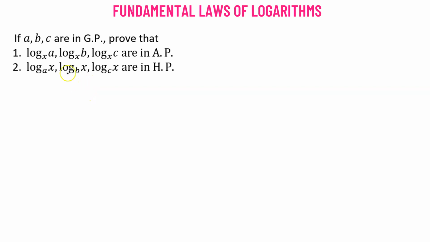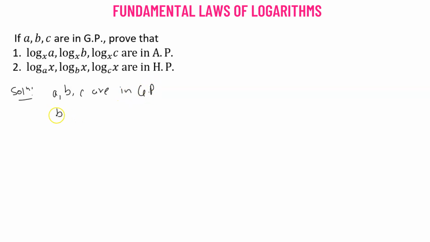So here we are given A, B and C are in GP, that is in geometric progression, and we need to show that log A with a base of x, log B with a base of x, and log C with a base of x are in AP, and the reciprocal log of x with base A, log of x with base B, and log of x with base C are in HP. So let us begin.